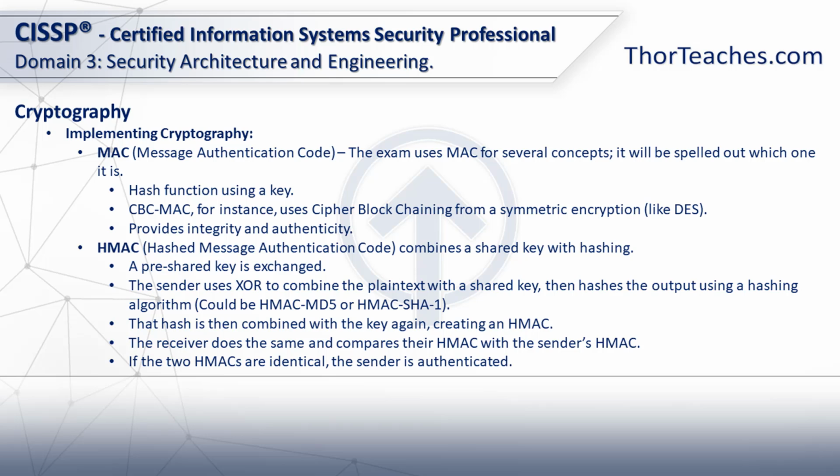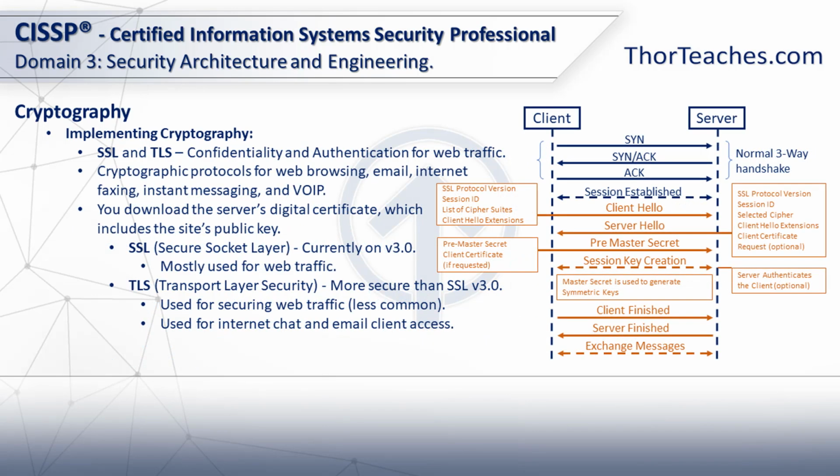If you remember back on the hashing, we can see if something was changed, but we do not know what was changed. Only that the integrity is compromised. In hashed MAC, we combine a shared key with the hashing. Since it's shared or pre-shared, both sides have to have it before we can exchange information. The sender would use XOR, where they combine the plaintext with a shared key, and then we would hash that using a hashing algorithm. And this hash is then combined with the key again, creating the HMAC. The receiver then does the same. They compare their HMAC to the sender's HMAC, and if they are identical, the sender is authenticated.